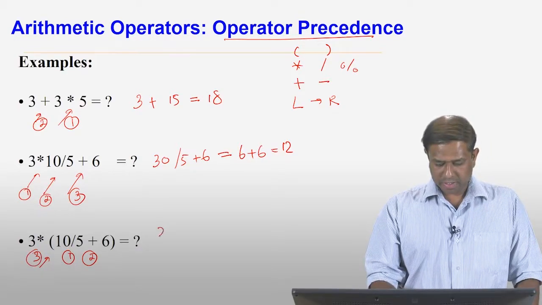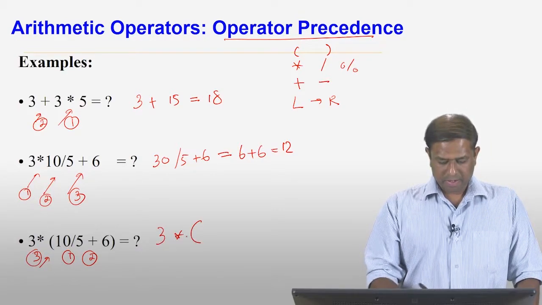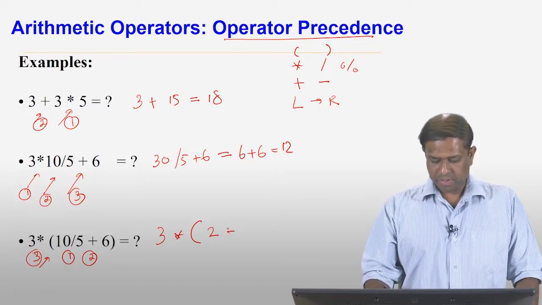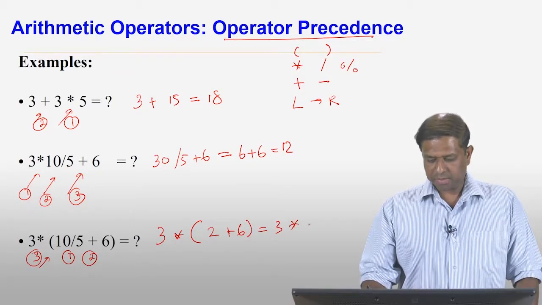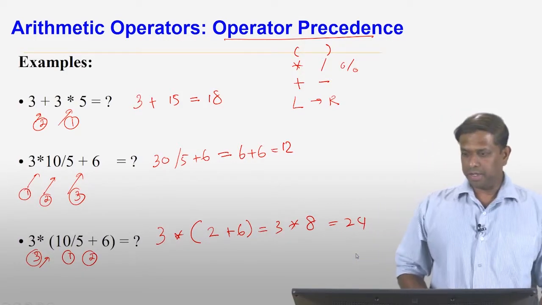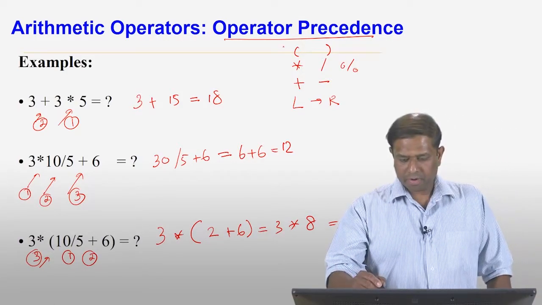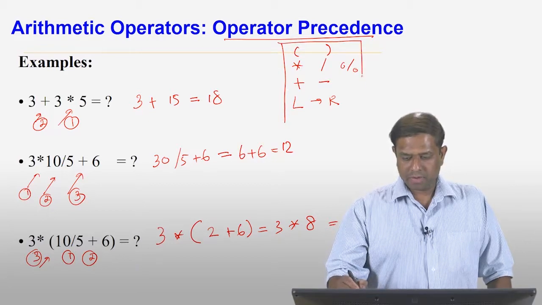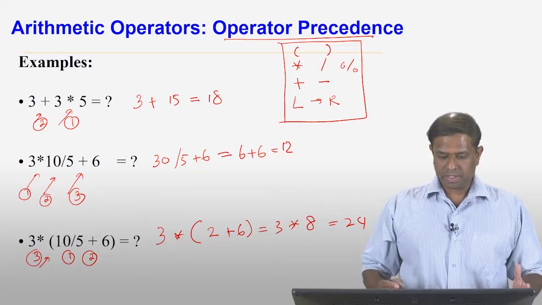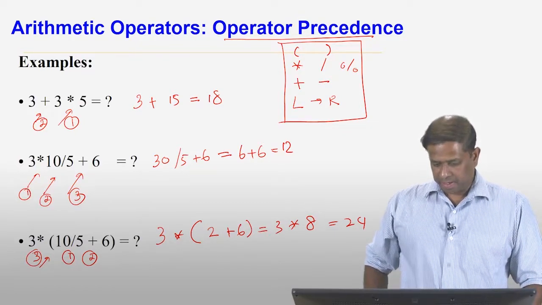So it's 3 times 10 divided by 5, which is going to be 2. Then 2 plus 6. So this will be 3 times 8. Finally we will have 24. So this set of operator precedence rules will determine the order in which we perform these operations. Okay, pretty good.